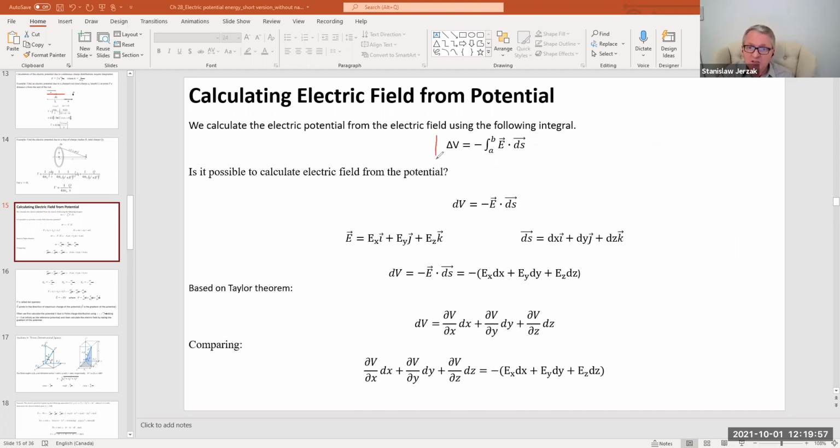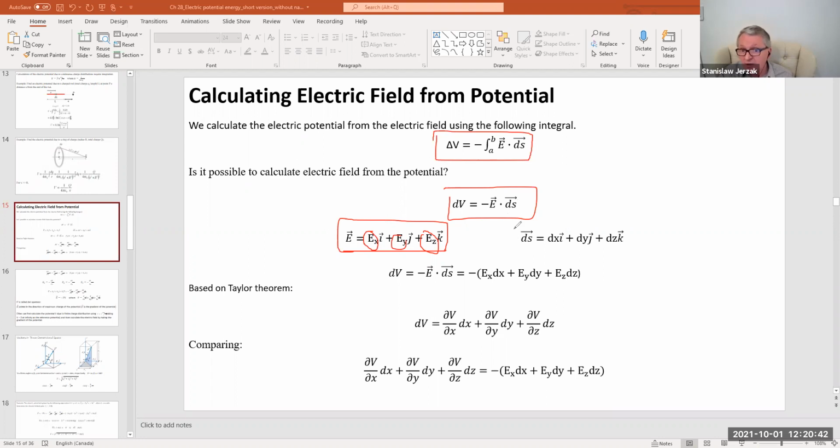So this integral, we can rewrite in differential form like this: the differential change of potential is equal to negative E dot ds, right? And because electric field, I can always write in component form as x component times i, unit vector, plus y component j plus z component k, right? Any vector can be written in component form like this, where Ex, Ey, Ez are components of vector E, and i, j and k are unit vectors in the xyz coordinate axis system.